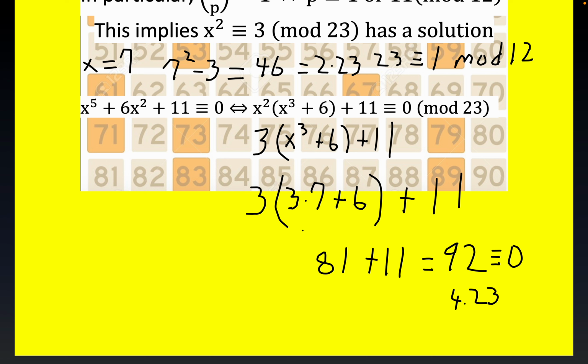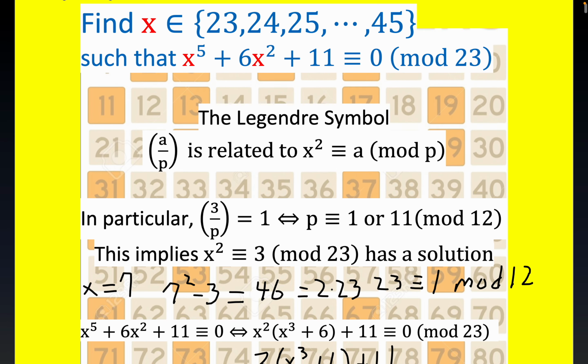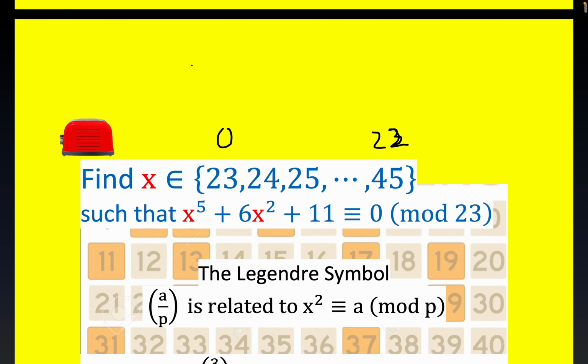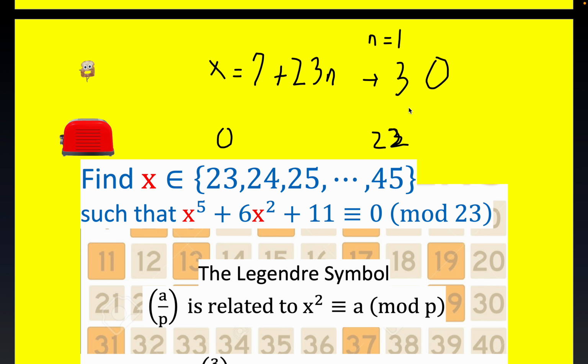So 7 is a solution, but it's not a solution in this set. x is equal to 7, but also any other solution is equal to 7 plus any multiple of 23. We could call it 23n if you want. If n is 1, this is equal to 30. So there's an infinite number of solutions. 7 was the least residue, I think they call it, but 30 is in this set. So this is the answer we're looking for, 30.